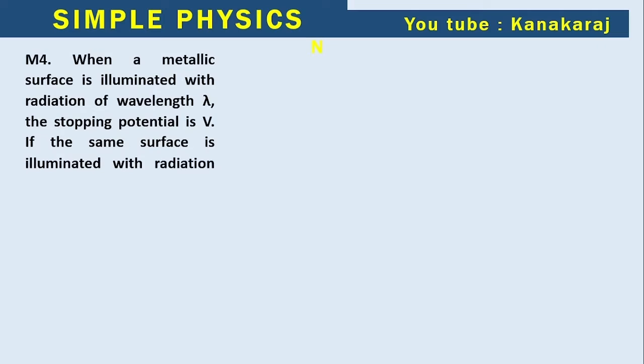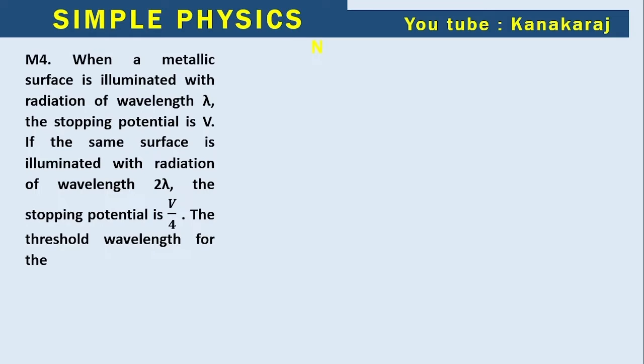When a metallic surface is illuminated with the radiation of wavelength lambda, the stopping potential is V. If the same surface is illuminated with the radiation of wavelength 2 lambda, the stopping potential is V upon 4. The threshold wavelength for the metallic surface is, 4 options here. Let us find the right one.